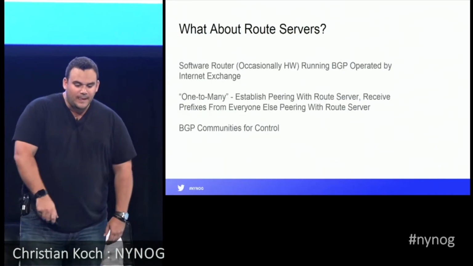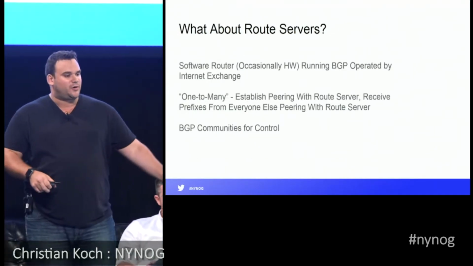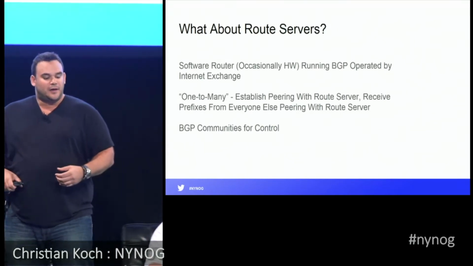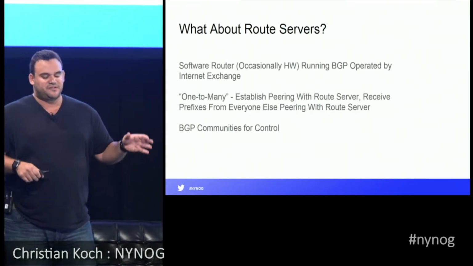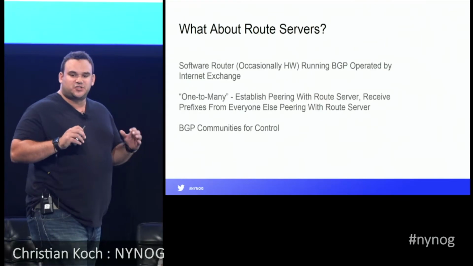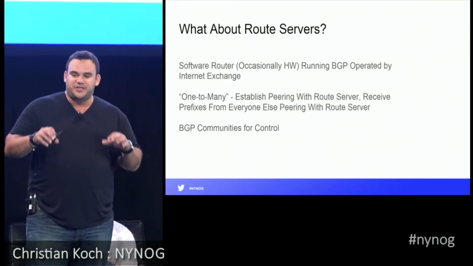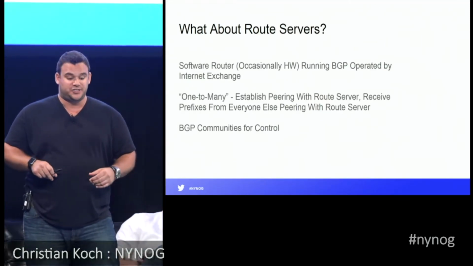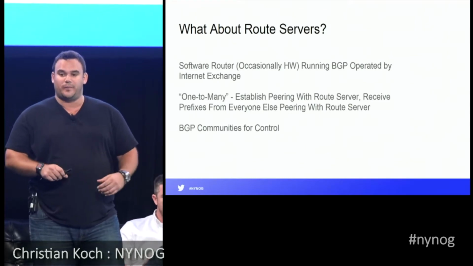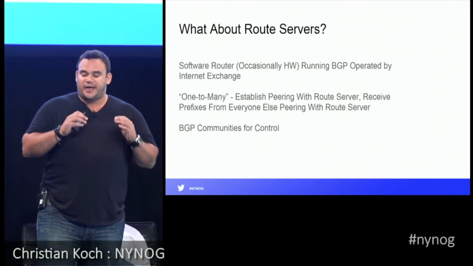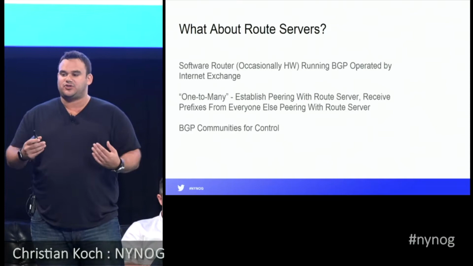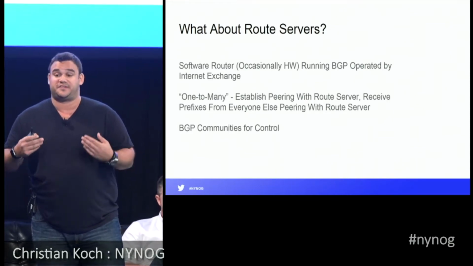So route servers, I talked about earlier multilateral peering. What multilateral peering falls into place is with route servers. Route servers are a software router running BGP operated by the Internet Exchange. They're a one-to-many platform. You turn up BGP and connect to that route server, and you receive all the traffic and routes from all the other participants that are connected.